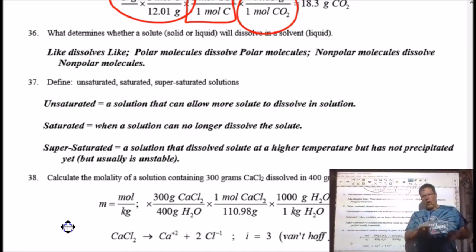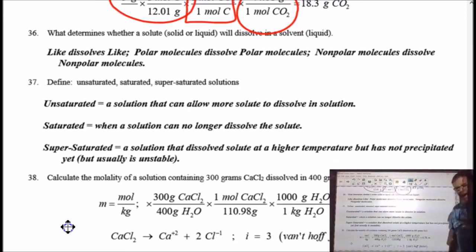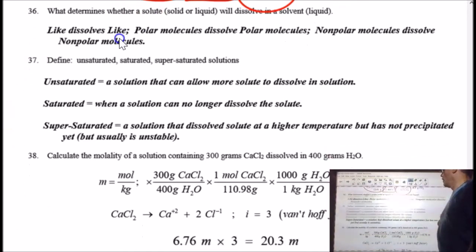Gasoline, turpentine, paint thinner. Those are all good things that would work. Acetone would work. Okay? Those are all things that are not polar, nonpolar. Okay, so like dissolves like. So if you're not sure, draw the Lewis structure and look at it.